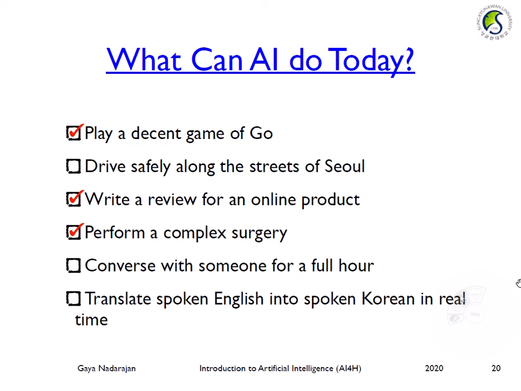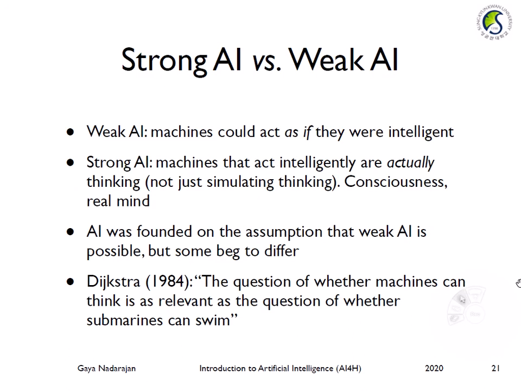Maybe there are other tasks that you are also thinking about where AI is right now. Okay, we won't actually cover this in much detail right now. So there are 2 types of AI. Many people believe that AI machines could act as if they were intelligent. So Siri can help you make a phone call, Google Translate can translate your Korean to English. Those machines are kind of acting as if they were intelligent, but they're not actually really intelligent.